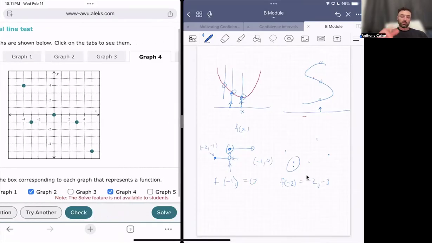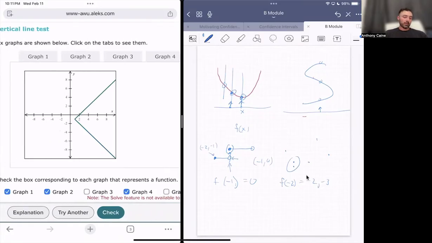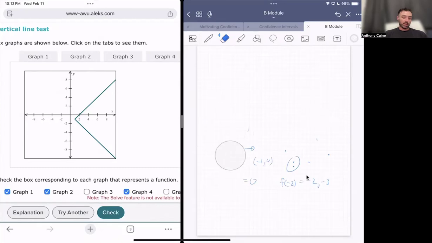You can see any vertical line only hits at one spot. Graph 5, not a function. Okay, if I draw a vertical line at 4, I'm going to hit at two different spots, right? So I come in, boom, boom. I'm going to hit at two spots, not a function.